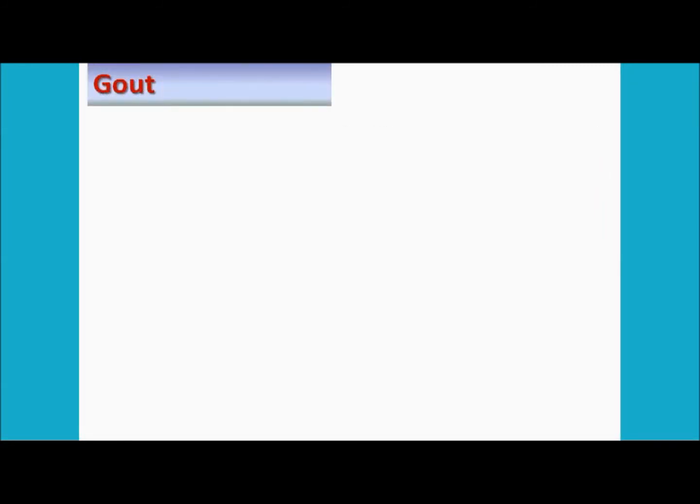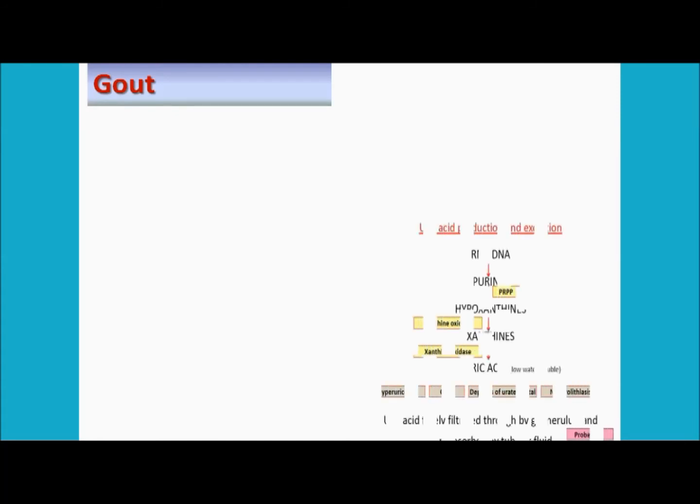Now, the next part in this discussion is gout. So, how does it actually form? Here I am showing you in the structure, RNA and DNA get converted into purine. By virtue of PRPP, it gets converted into hypoxanthine. From the hypoxanthine, it gets converted into xanthine, and from this xanthine, it gets converted into uric acid, right? Now, a high amount of uric acid may cause hyperuricemia, gout, or deposit of uric acid crystals in the joints, and sometimes it can also lead to nephrolithiasis, right?